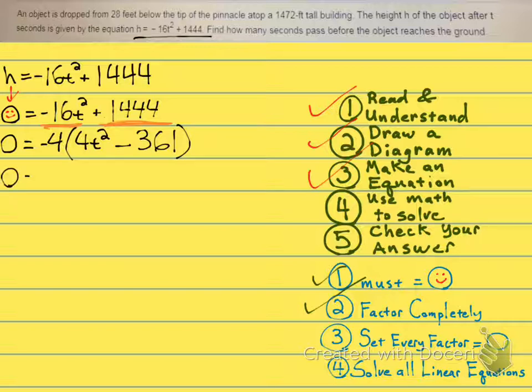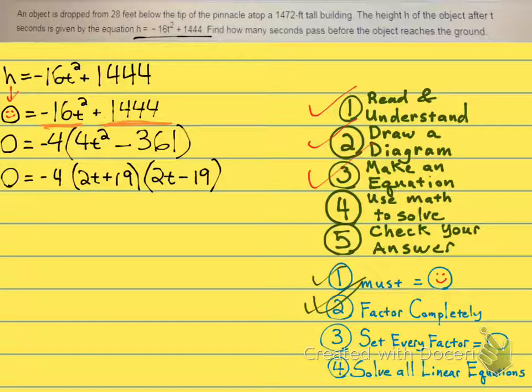So here's my 0 equals -4. And if this is the difference of two squares, I write my two binomials, and they are going to be conjugates. My first two terms are 2t and 2t. 2t times 2t gives me that 4t squared. My last two terms are going to be 19 and 19. They multiply to give me 361. These are conjugates, so one of them has a plus and one of them has a minus. Am I factored completely? Yes, I am factored completely.